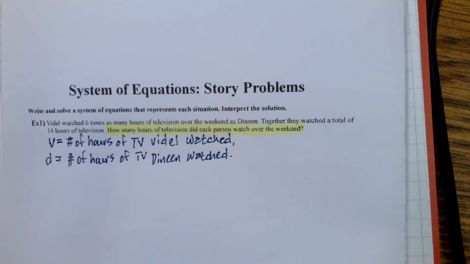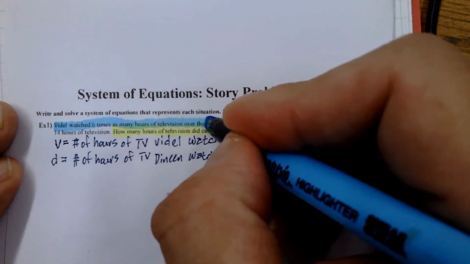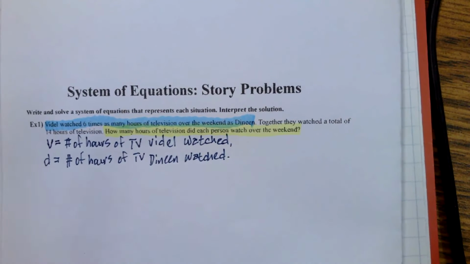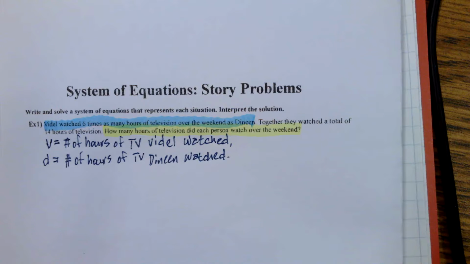So now that we have that, we'll do a reread, and we're going to draw out 2 equations. Okay? So we're going to read from the beginning and see if we can't get one of the equations. So it says, Vidal watched 6 times as many hours of television over the weekend as Deneen. Okay, there's one equation right there.